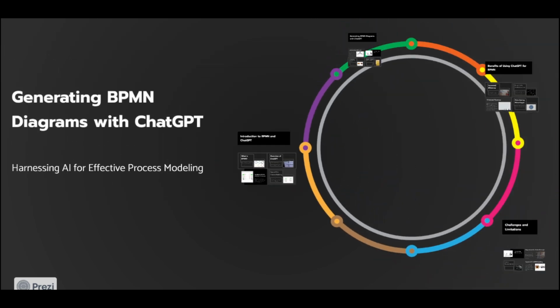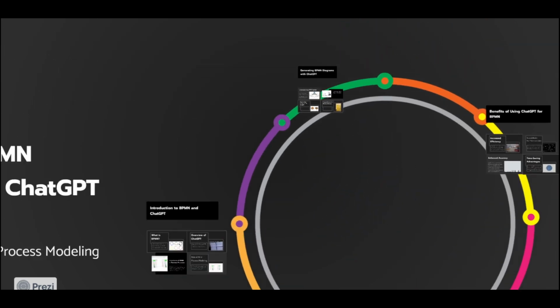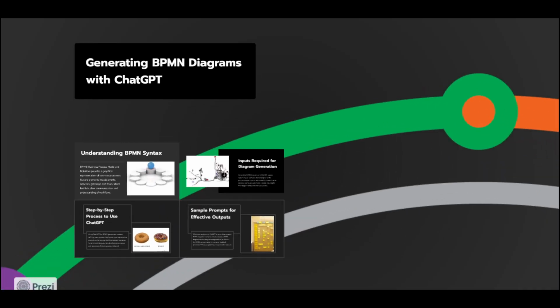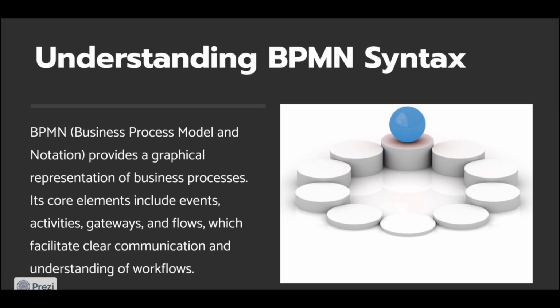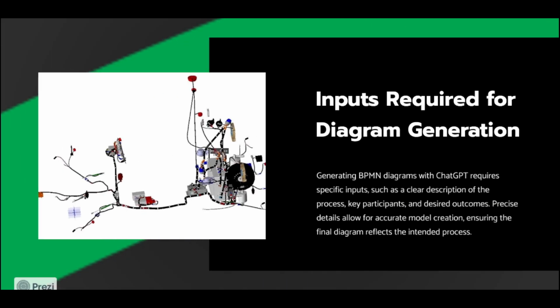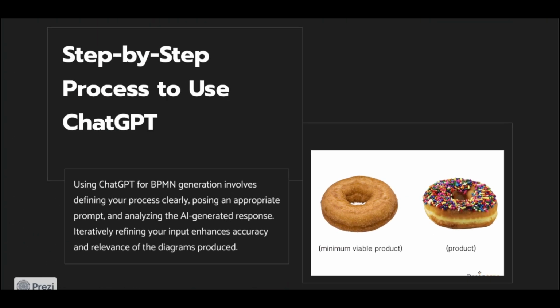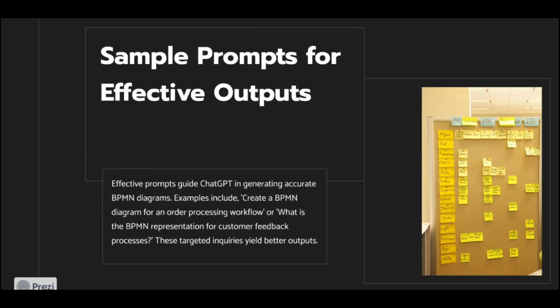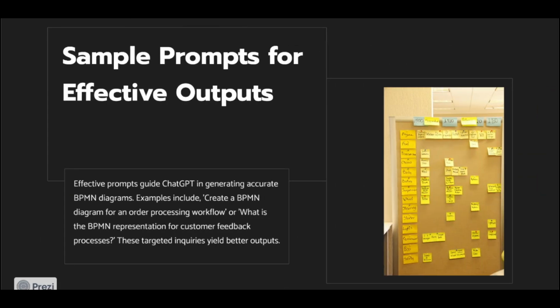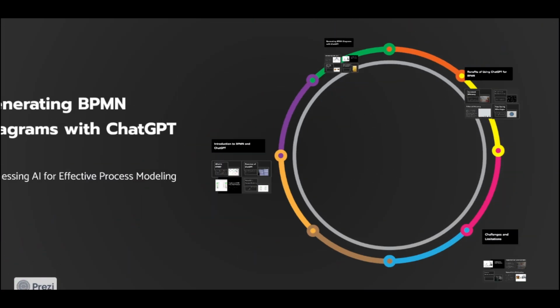Now you can see right here that in order to generate a BPMN, you can head over and use particular options like understanding first the impact as well as the syntax, as well as inputs and diagram for generation, as well as the process to using it like the minimum viable product and the product that you need, as well as sample prompts that you need for that as well.